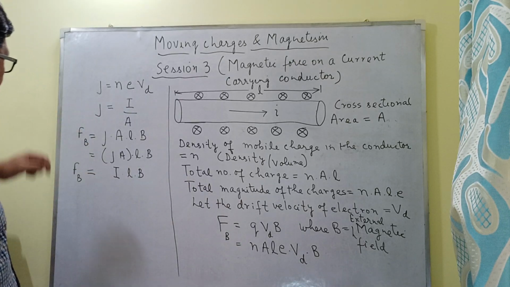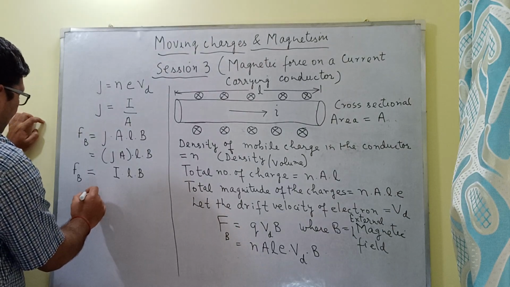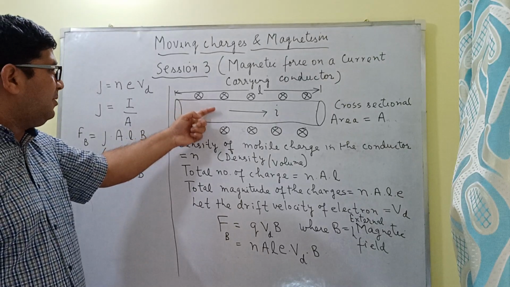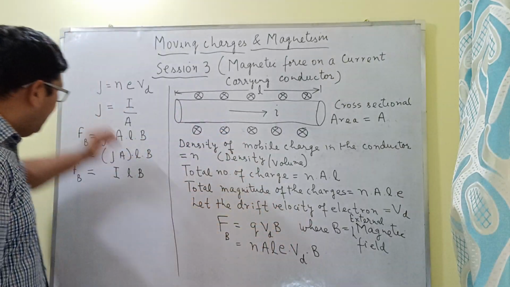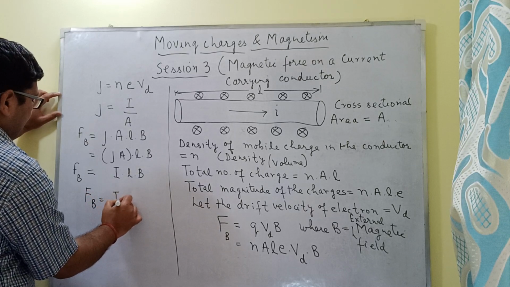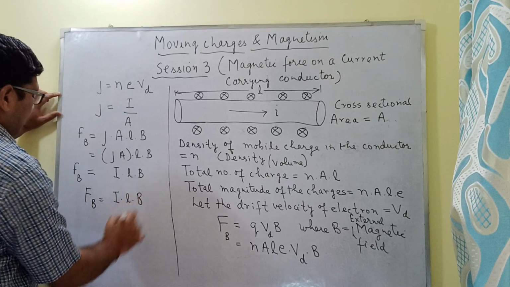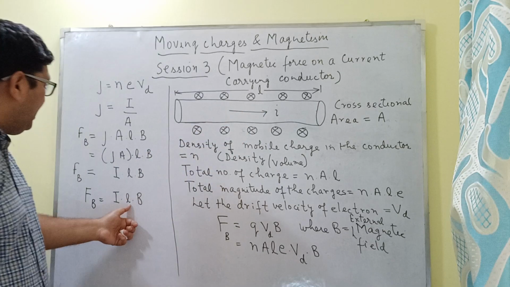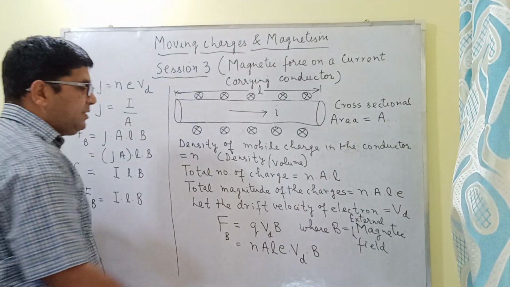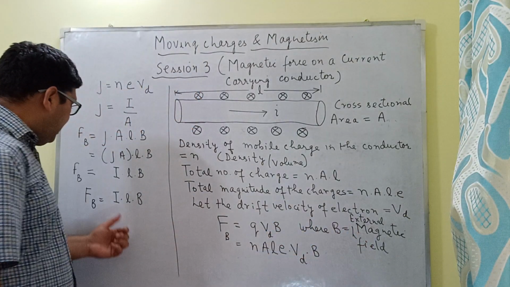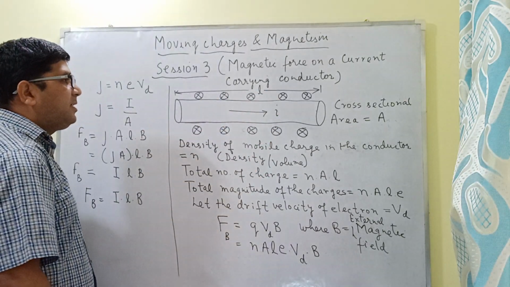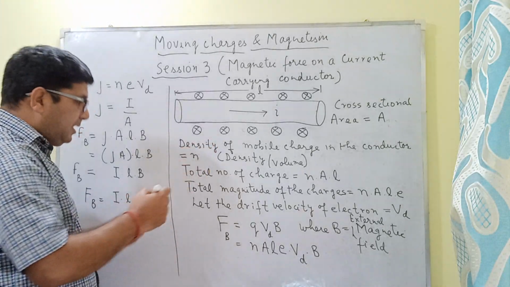So ultimately what we are getting is that the magnetic force on this current carrying conductor due to this external magnetic field B is equal to, Fb is equal to I L B, where I is the current which is flowing in this conductor, L is the length of the conductor, and B is the magnitude of this external magnetic field. So this is one formula, and this formula is valid for a straight wire, a straight current carrying conductor.